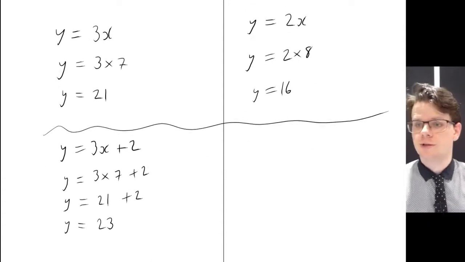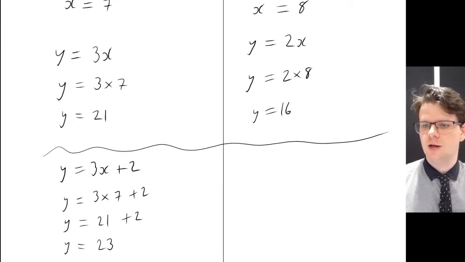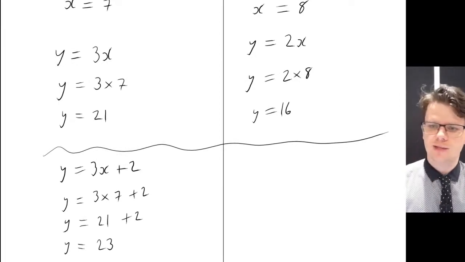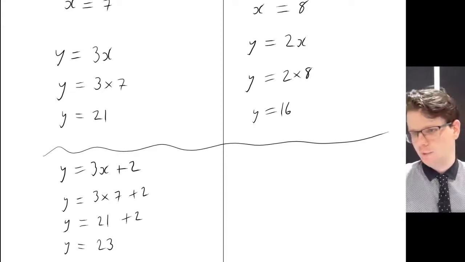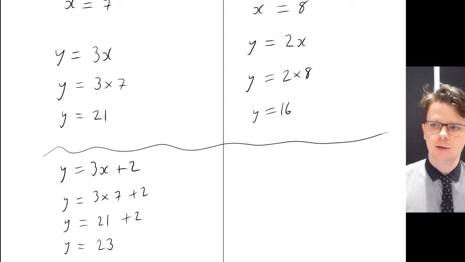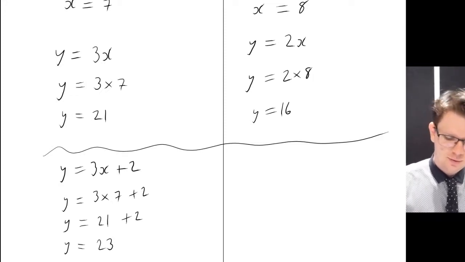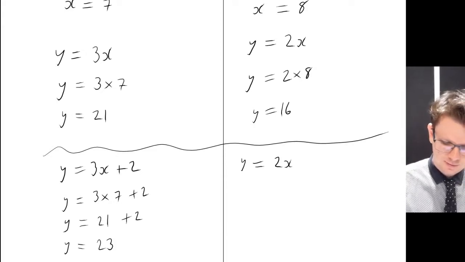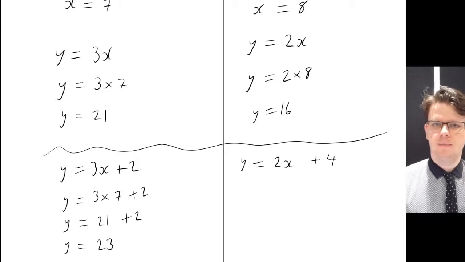So what did I do this time? Well, I substituted in x with a 7, and I got 3 times 7 plus 2. 3 times 7 is just 21. 21 plus 2 is 23. Alrighty, so I'm going to give you a different equation, similar to your previous one. See if you can get that one.